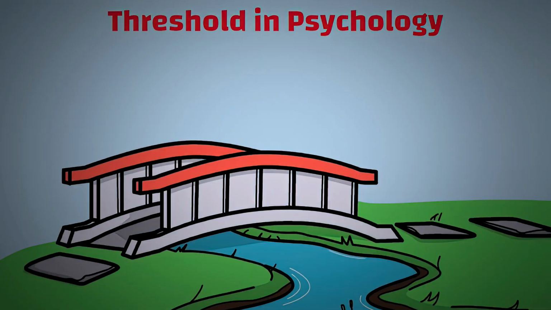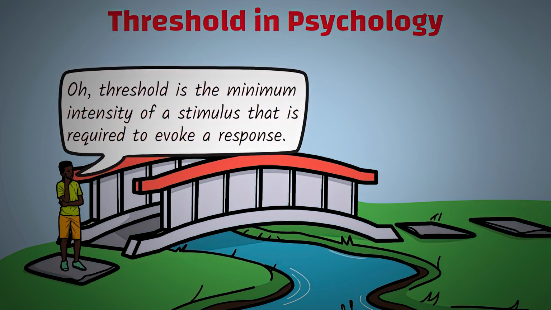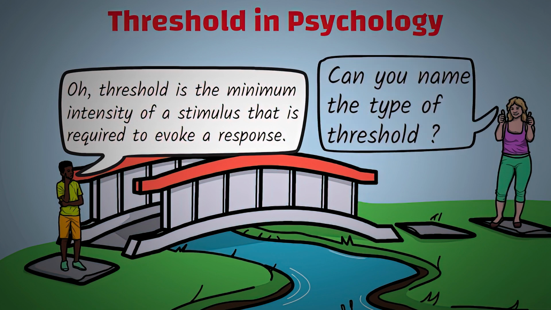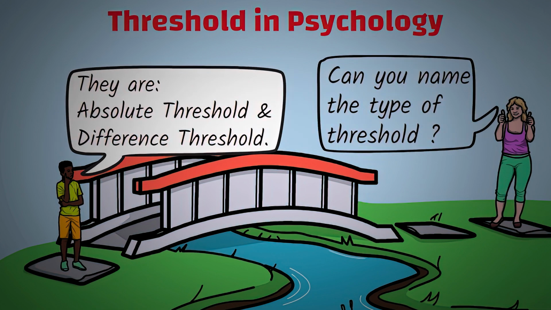In this video, I will talk about threshold. In psychology, threshold refers to the minimum intensity of a stimulus that is required to evoke a response. There are two types of thresholds, absolute threshold and difference threshold.